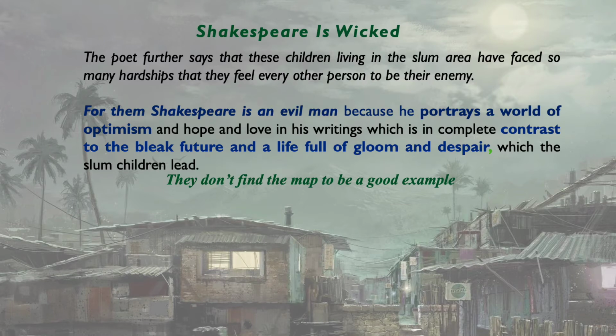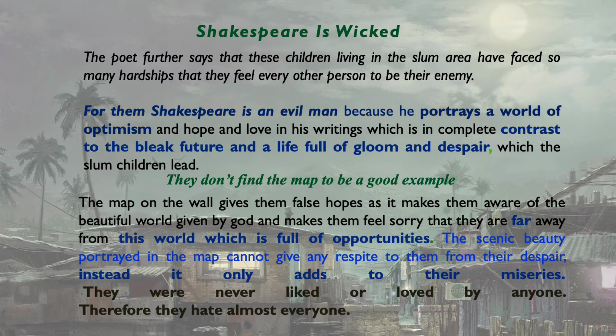They don't find the map to be a good example also. The map on the wall gives them false hopes as it makes them aware of the beautiful world given by God and makes them feel sorry that they are far away from this world which is full of opportunities. This scenic beauty portrayed in the map cannot give any respite to them from their despair. Instead, it only adds to their miseries. They were never liked or loved by anyone. Therefore, they hate almost everyone.